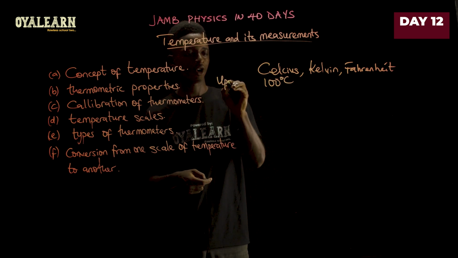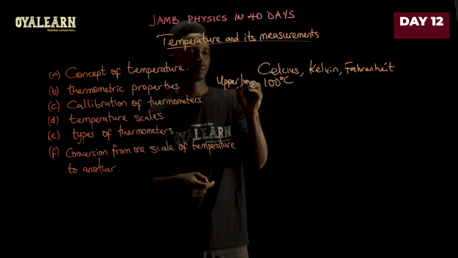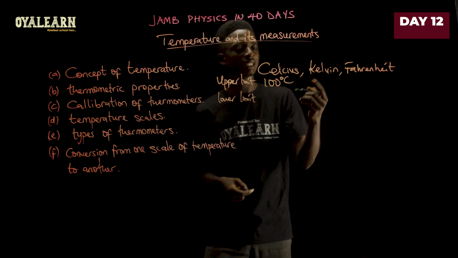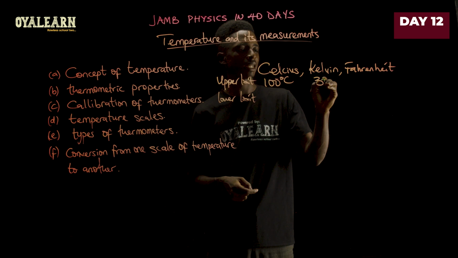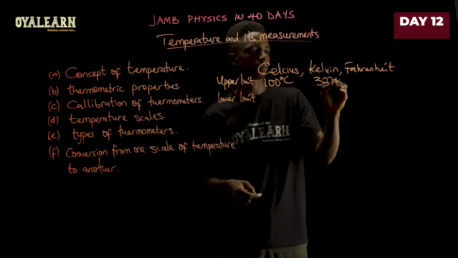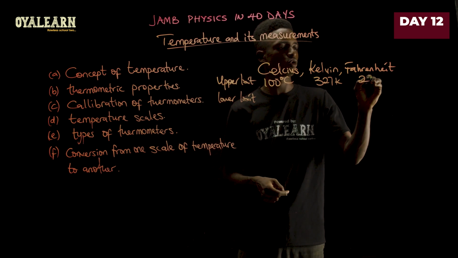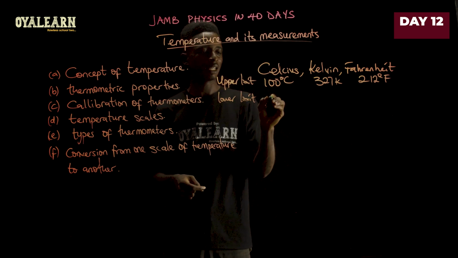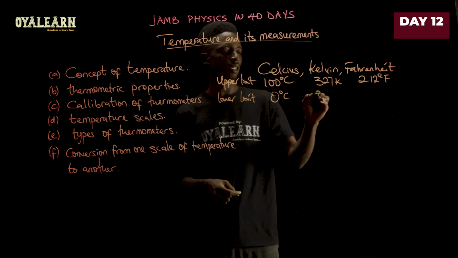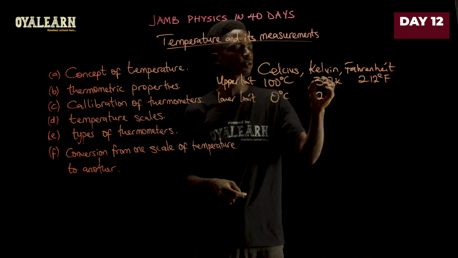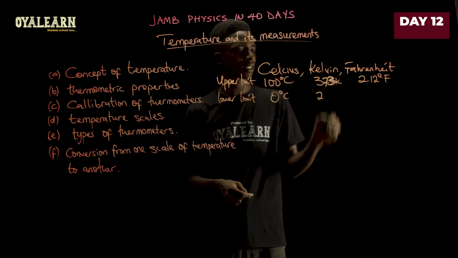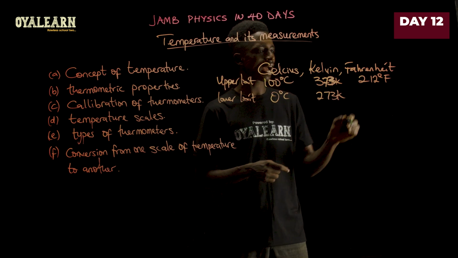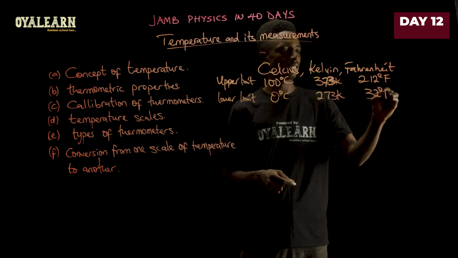So let me note that here. Upper limit, then lower limit. So then in the Kelvin scale, that would be 373 Kelvin. Then for the Fahrenheit scale it is 212 degrees Fahrenheit. Now the lower limit for the Celsius scale is 0 degrees Celsius. For the Kelvin scale, pardon me, I said 373, so this will be 273 Kelvin. Pardon that error. And then for the Fahrenheit scale, it is 32 degrees Fahrenheit.